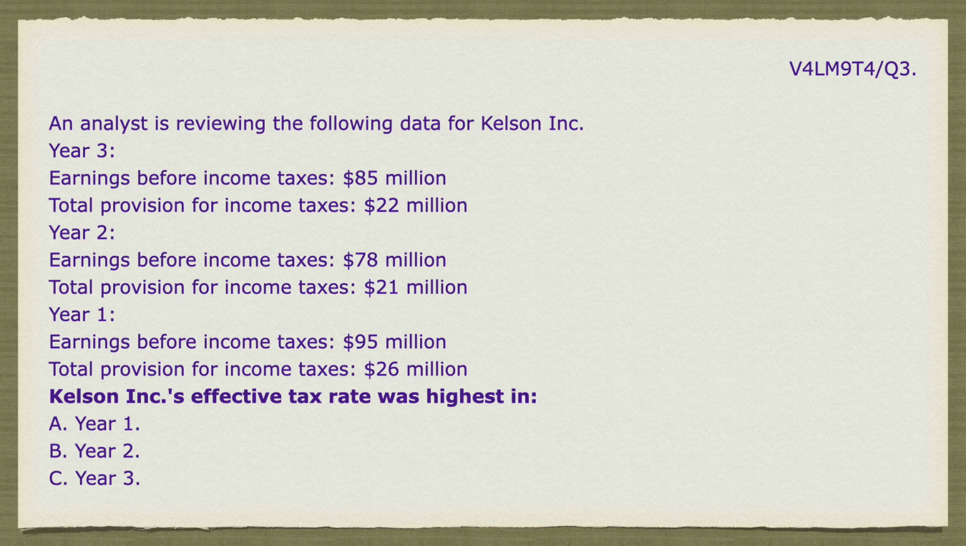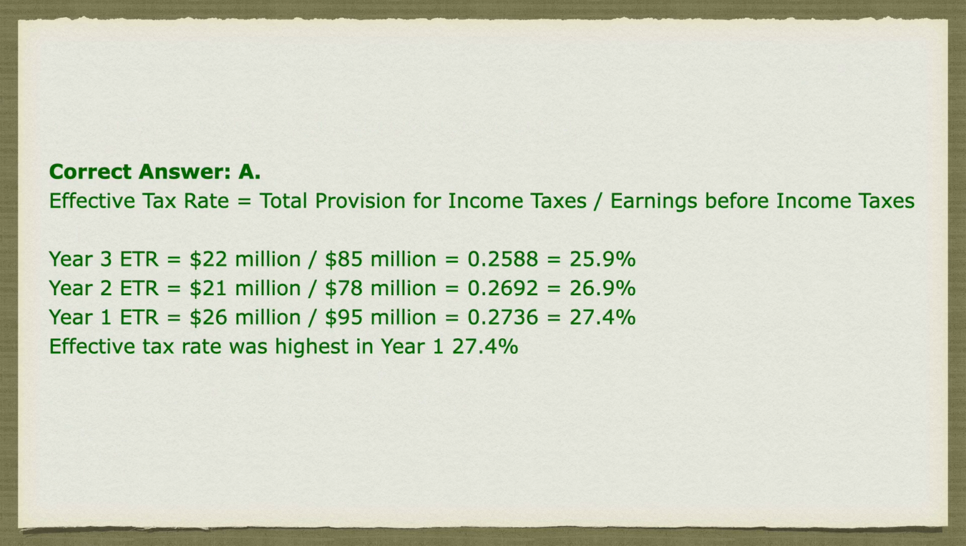Kelson Incorporated's effective tax rate was highest in A. Year 1, B. Year 2, C. Year 3. Correct answer, A. Effective tax rate equals total provision for income taxes divided by earnings before income taxes. Effective tax rate was highest in Year 1, 27.4%.